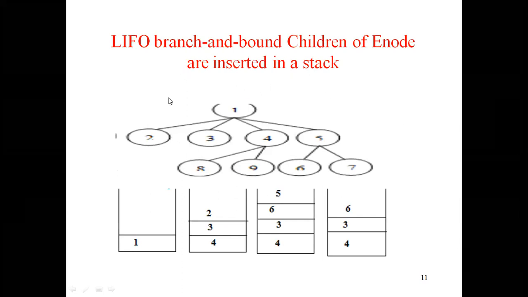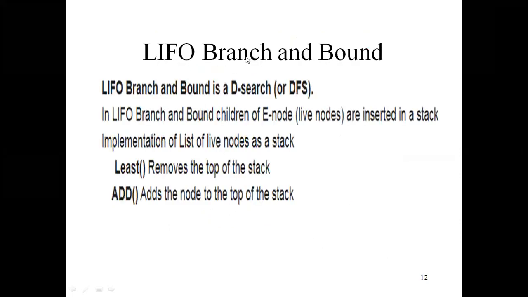Now LIFO branch and bound: children of the E node are inserted in a stack. LIFO means last in first out, so we are using the stack. In that case, node 1 is the first node inserted into the stack. Now remove 1, and the children of 1 are 2, 3, 4. You can place 2, 3, 4 into the stack. Again remove 2. Like this, you can continue just by maintaining the stack. Last in first out branch and bound is like a depth first search.